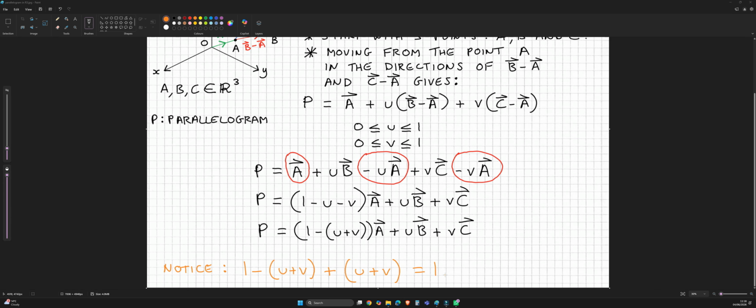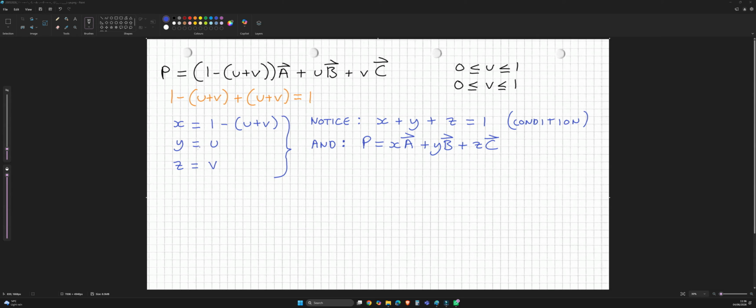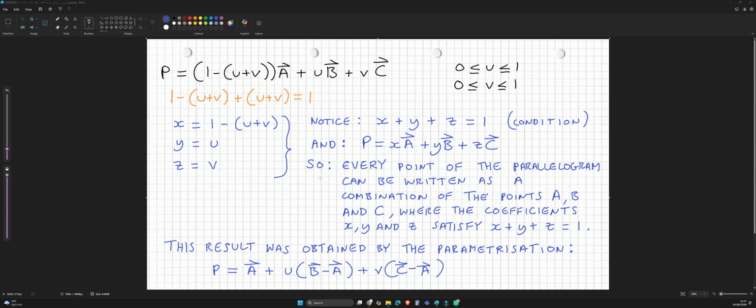Now check this out. If we make x equal to 1 minus (u plus v), y equal to u, and z equal to v, we get the condition x plus y plus z is equal to 1. And this means that P is the same as x times the vector A plus y times the vector B plus z times the vector C. Of course, this condition over here applies. So this interesting fact emerges.